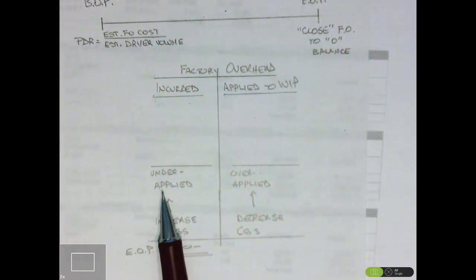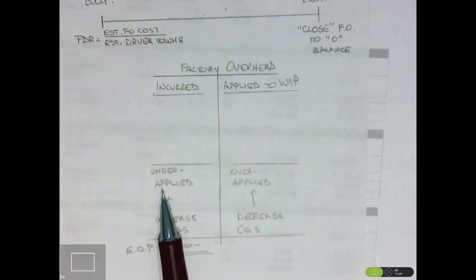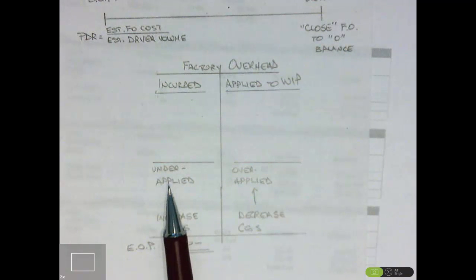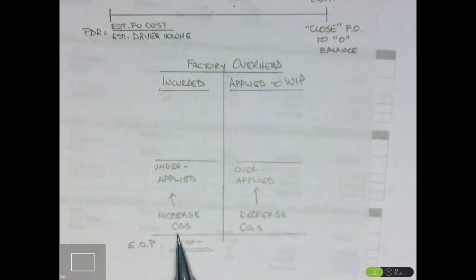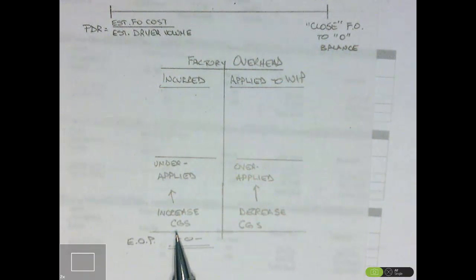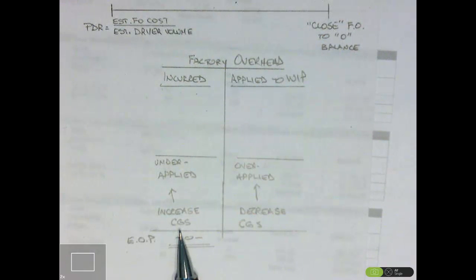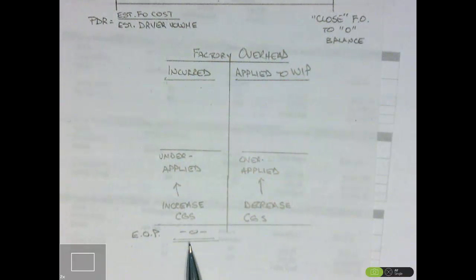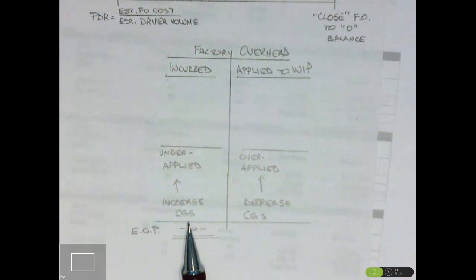In the case where there are more debit entries in factory overhead than credit entries in factory overhead, the factory overhead is said to be under-applied to jobs. Too little has been transferred from the factory overhead account to the individual jobs. To correct that at the end of the year, cost of goods sold will be increased. In other words, there will be a credit made to factory overhead to make it zero, and the offsetting debit would go to cost of goods sold to increase that amount, cost of goods sold.